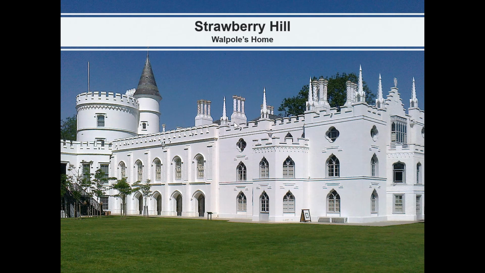This is his house. It's called Strawberry Hill, and it's a Gothic piece of architecture. You can see this turret right here and all these high spiky things, very Gothic. It's open as a museum. I haven't been to it, but I'd love to go.